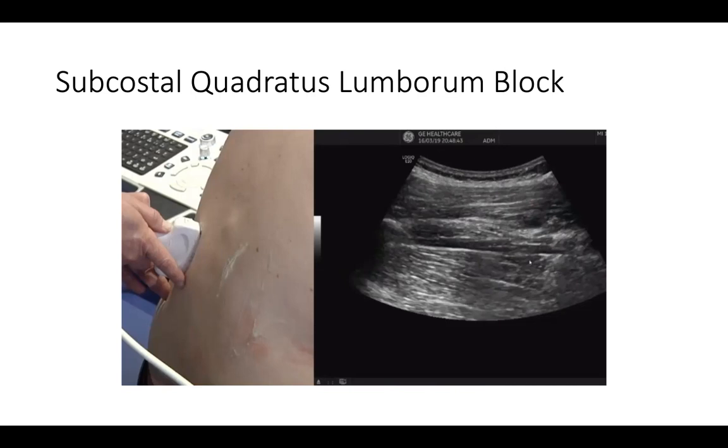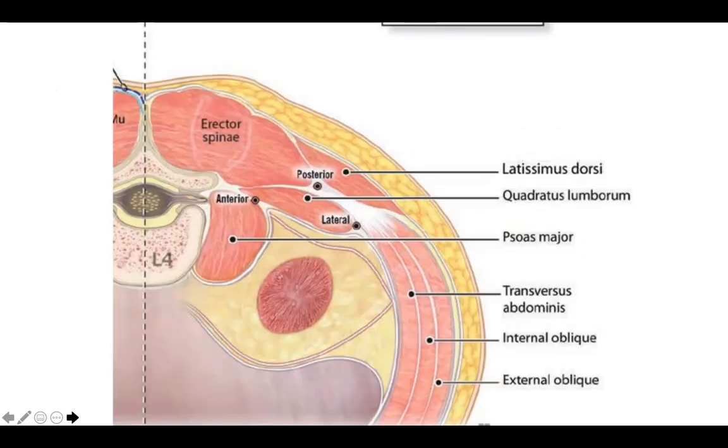We can use out of plane technique, and the view is similar, but here we can see the quadratus lumborum muscle and the psoas muscle, and the drug is deposited in between the two. So a bilateral block in sitting position just before surgery produces dense analgesia for the whole of laparoscopic surgeries.